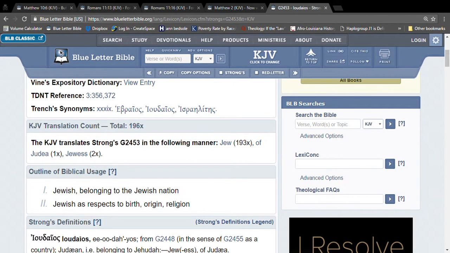Welcome to Bible 101, Foundations of Bible Study: Language Barriers. Certain terms used in our Bible have a different meaning today than they did at the time they were written. A very good example of this is the word Jew in the New Testament, and so we're going to talk about that for a moment.